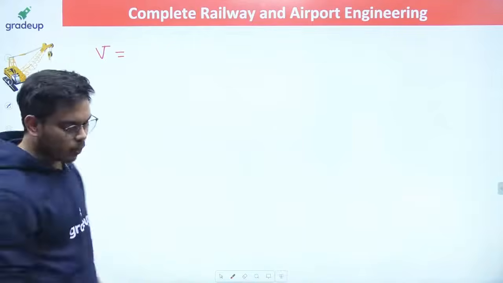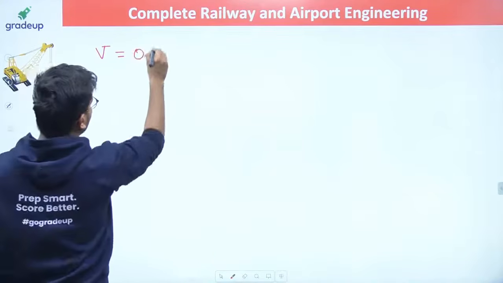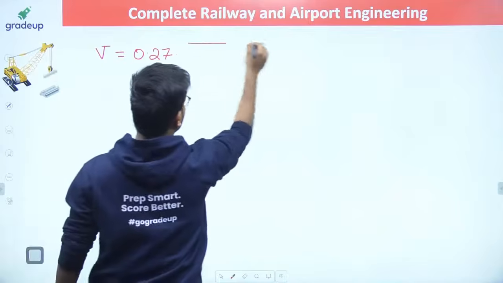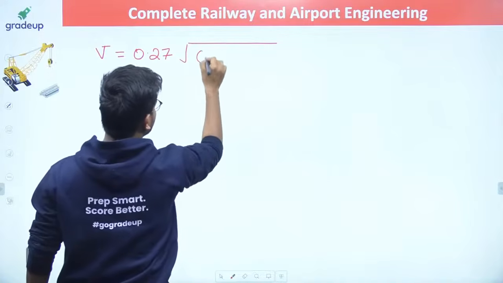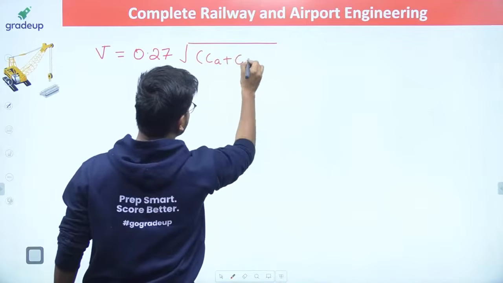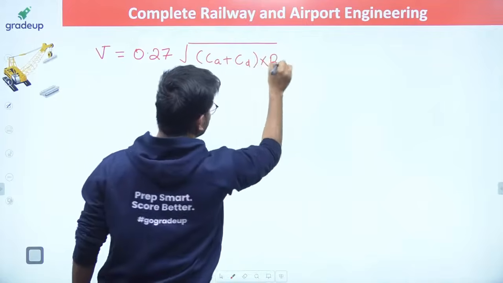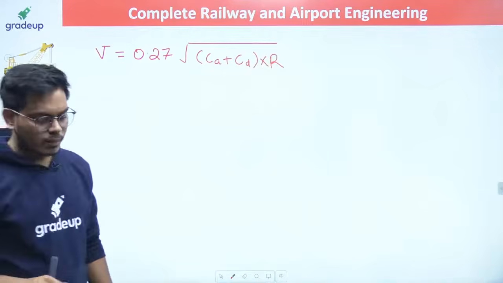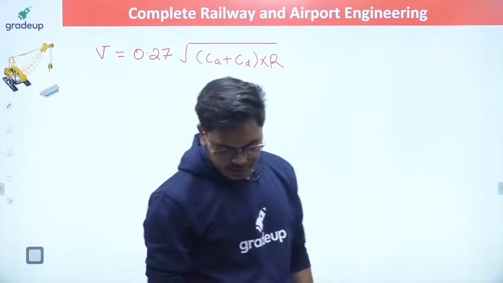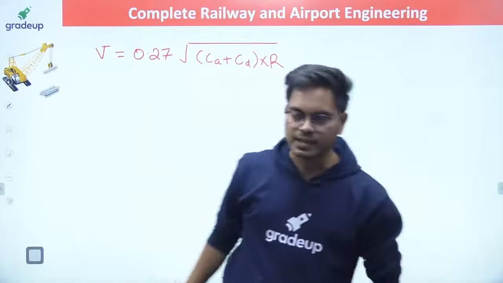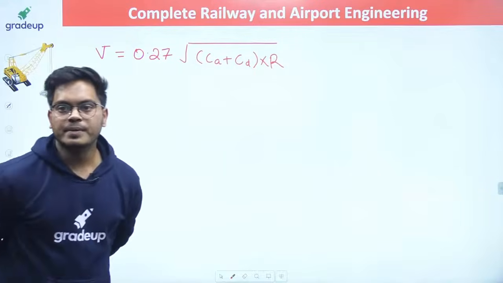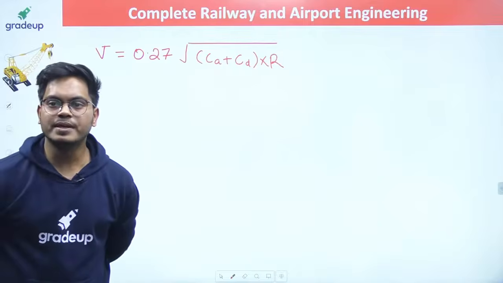So it will be, guys, 0.27 under root the actual cant plus the cant deficiency into the radius. This is the formula for your maximum speed. As per this, can you quickly let me know what should be the answer? Please tell me.